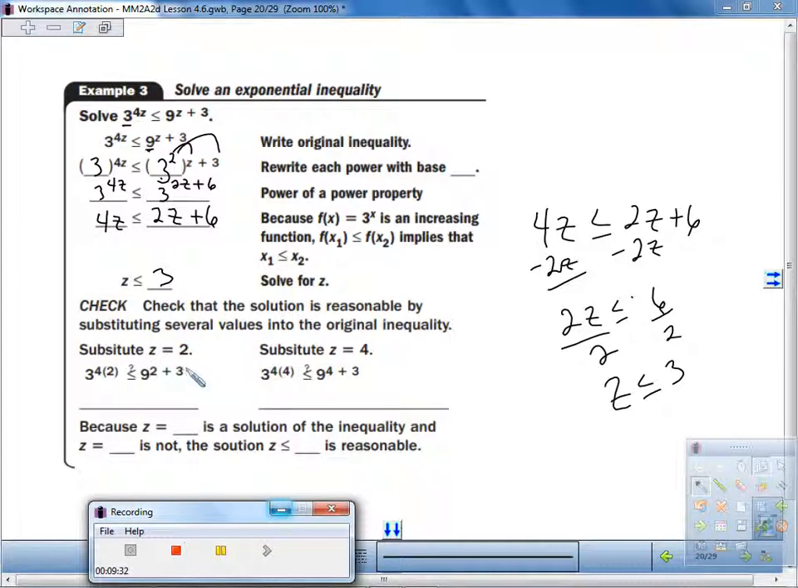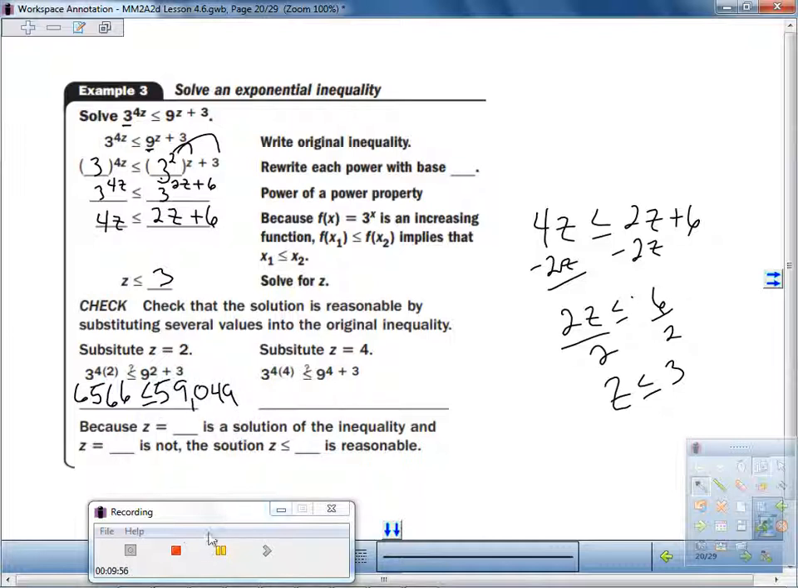Alright, we're going to check to see if it's reasonable. We can plug in 2. We're going to check points above and below. So we'll check one below 3. If I take 2 and I plug it in here and go through all the process, I end up with 6,561 is less than or equal to 5,949. So that makes sense.